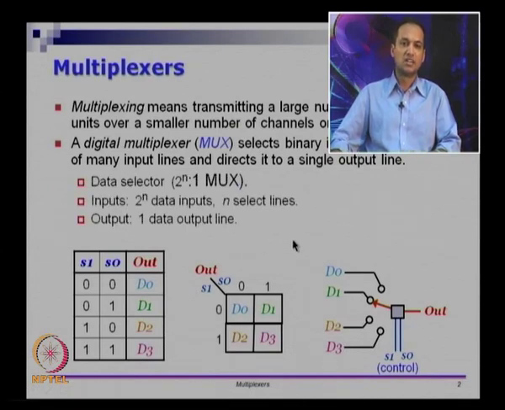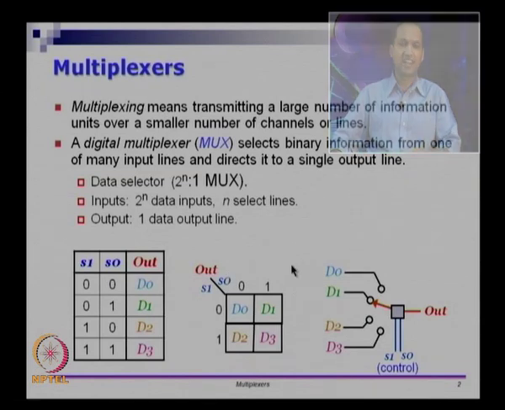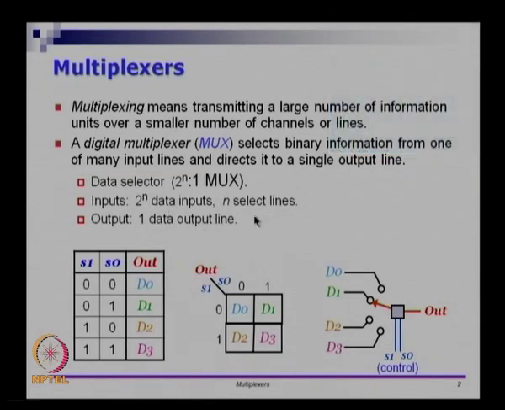So we will call this a data selector. There are 2 power n data inputs and we have n select lines. As before, we will not count the control lines when we say it is a multiplexer. So if I say 4 to 1 multiplexer, it is 4 different inputs connected to one output. The count of the control lines is not taken into account there. So there are 2 power n inputs, n select lines and 1 output line. We will call this a 2 power n to 1 multiplexer.